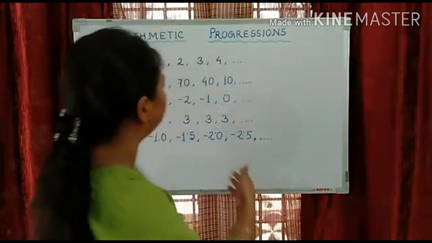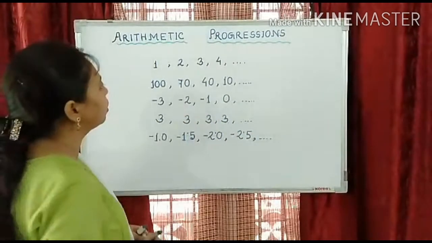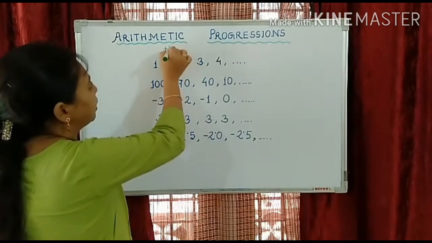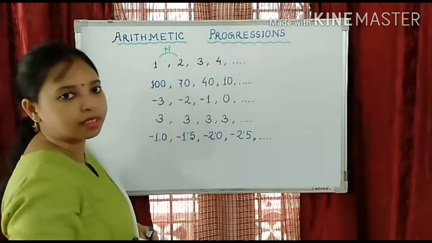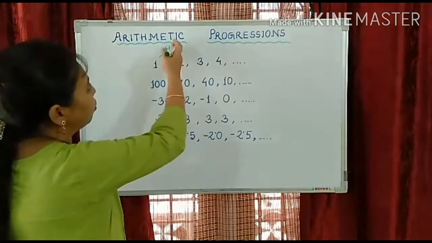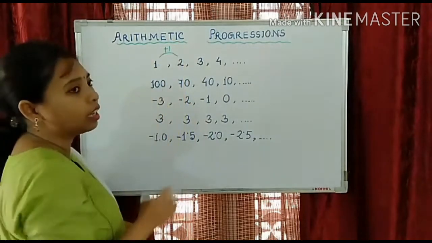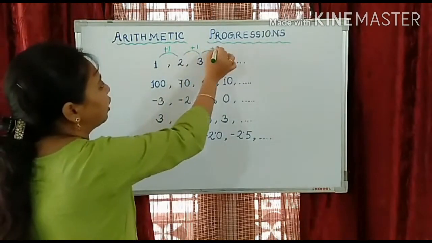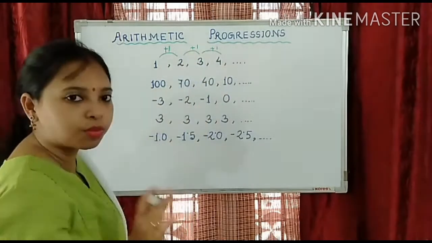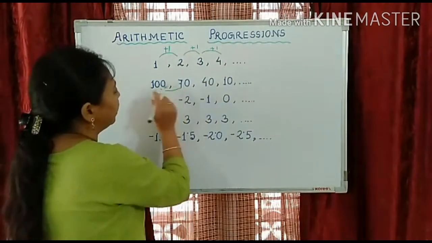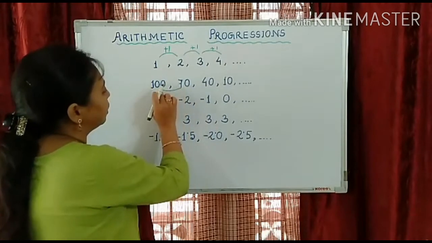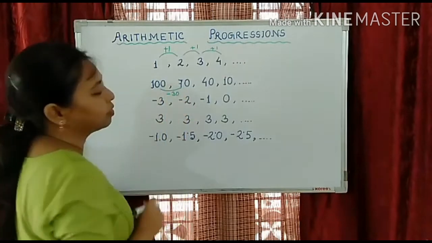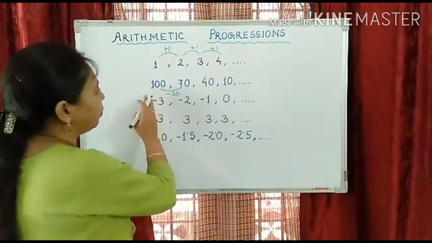Now let's see some more examples I have written on the board. There you look, for each term we add a fixed value. After adding 1, we are getting the numbers. The 1 is a fixed value which is added to the preceding term to get the next term. The difference is 1. But look at the other one, its difference is what? With 100, we have to add minus 30, then we will get 70.